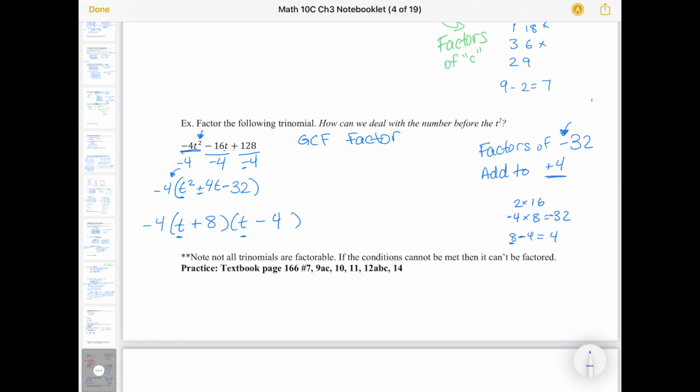So I know right now it doesn't feel great, right? These numbers feel like magic, but they are factors of my C value, and they need to add to the B value. So I'm going through step by step, finding factors of the C value and stopping when I find one that is going to add to that number in the middle that I need.